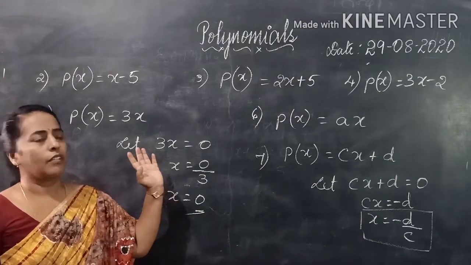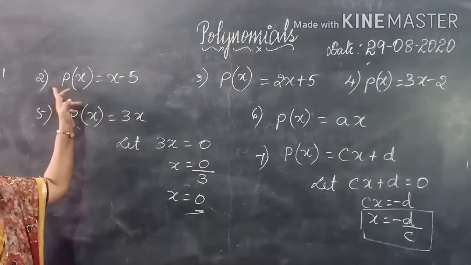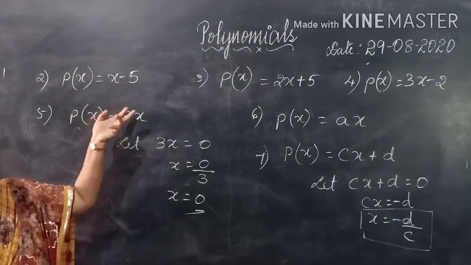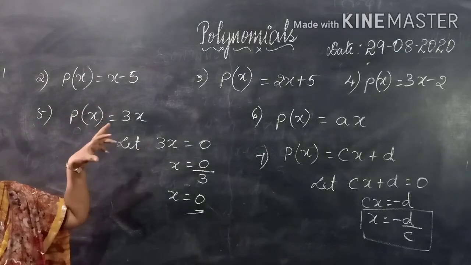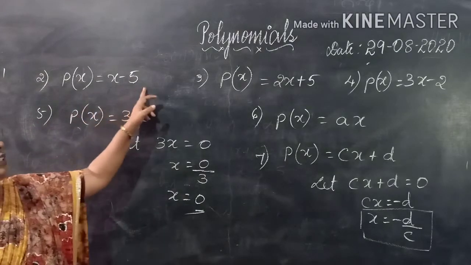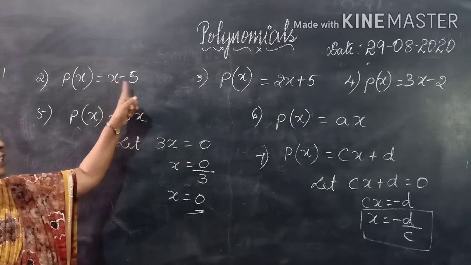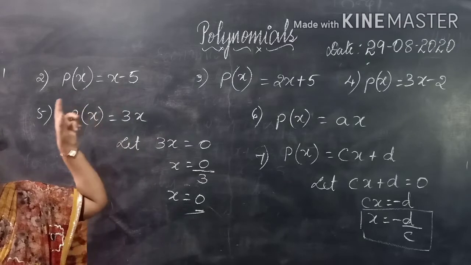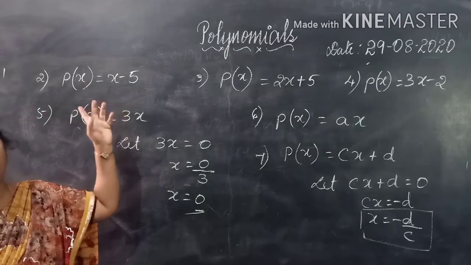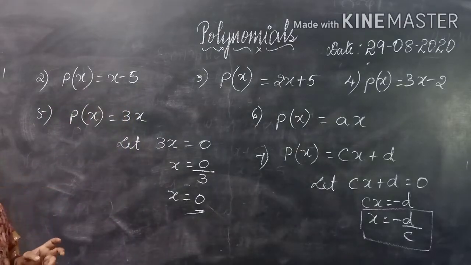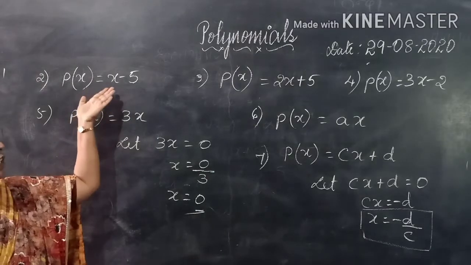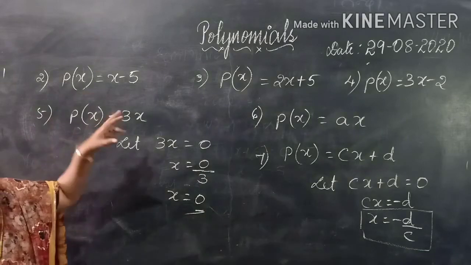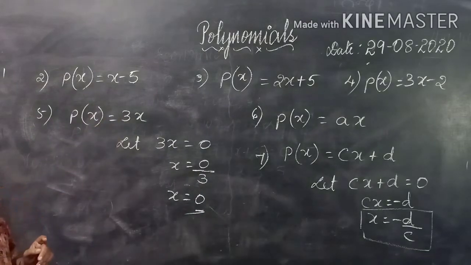Dear students, we'll move to the next one. Second one, p of x equals x minus 5. You have already learned the concept of how to get the zero of the polynomial. Let us equate the given polynomial to 0, that is x minus 5 equals 0. Then take this minus 5 to that side, it will be plus 5. So the value of x is plus 5, that is the zero of the given polynomial. If you substitute that value in the given polynomial, you will get the value of the polynomial as 0. Therefore, the substituted value is known as the zero of the polynomial.